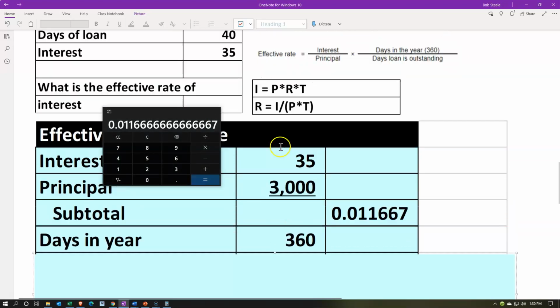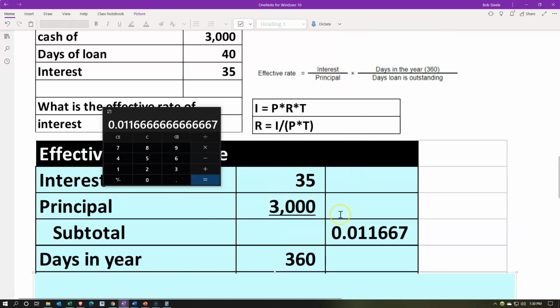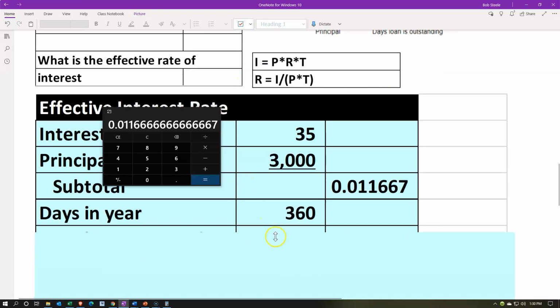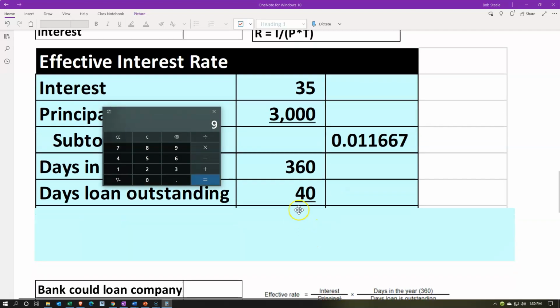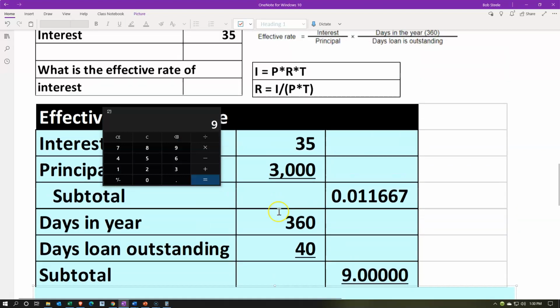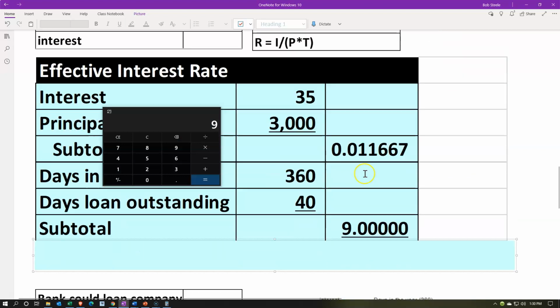0.11667. And then the second half is the days in a year, which we're going to assume 12 times 30 or 360, divided by the days of the loan, which was 40. So this is the inverse of that time factor. So now we're going to take the 360 over 40, which is going to give us 9. Now we have the two components of our calculation that we can multiply together.